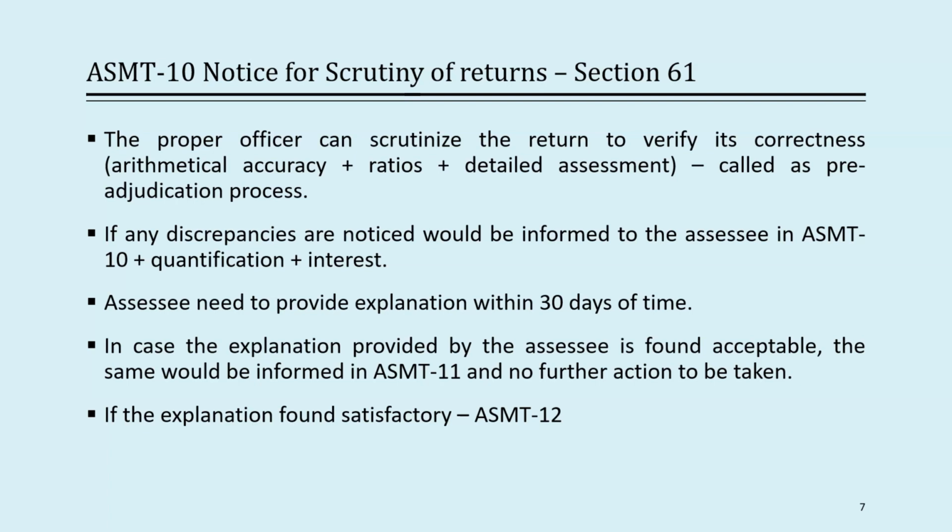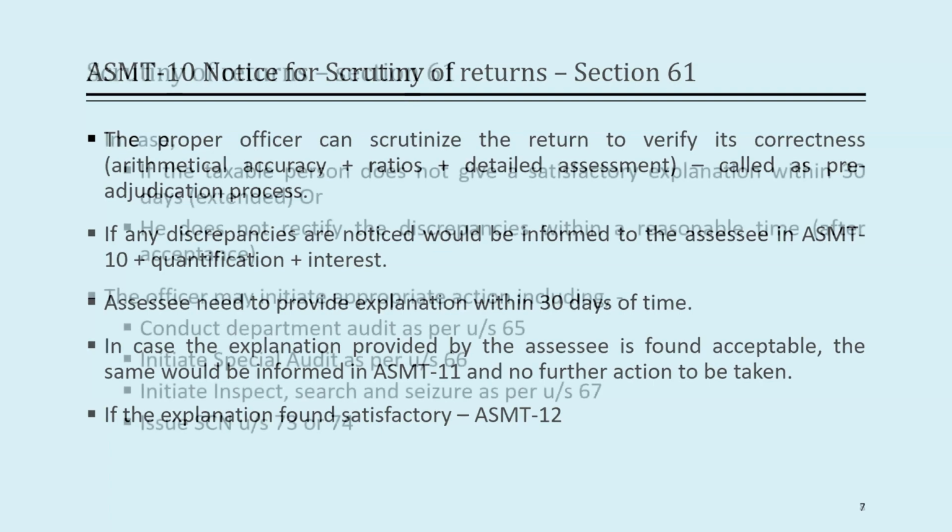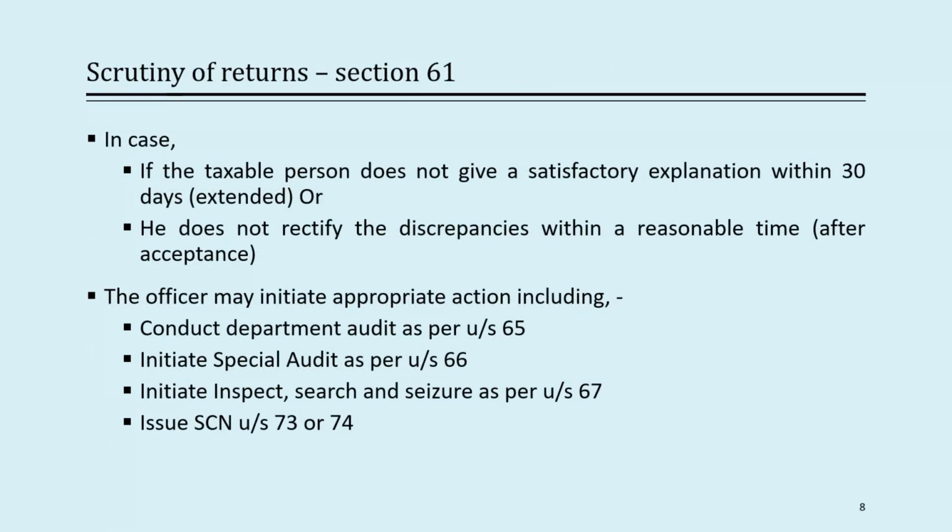So once we file the reply to the discrepancies noticed by the officer, the officer will go through it, and if he is satisfied, then he'll pass ASMT 12 and close the file. If he is not satisfied, then what happens? If he is not satisfied with the explanation or reasons provided by the assessee, then he has the options to conduct the audit or ask for the special audit to be done, or he can give you a notice for a search, or he can issue a notice under 73 or 74.